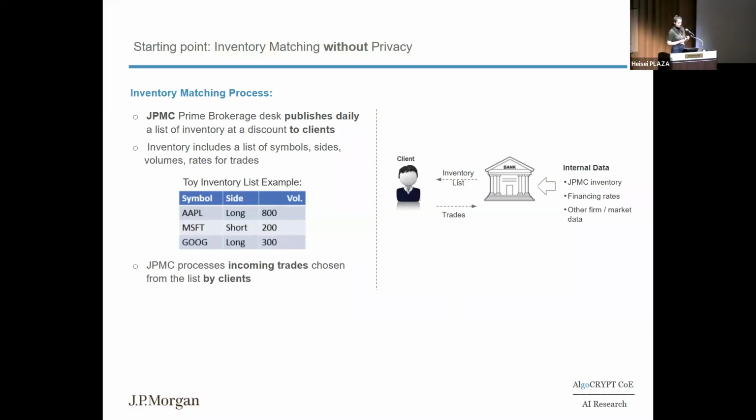What does this inventory include? The inventory includes a list of symbols for stocks like Apple, Microsoft, Google. Then we have the side, whether we want to go long or short. For this stock, we can assume that long is for buy and short is for sell. And then we have the number of shares that you want to buy or sell, the volume. As I said earlier, the bank publishes this inventory every day to the clients. The clients look at the list, and if they want to match something, they come back to the bank. They mention what they want to match, and then we execute the trade.